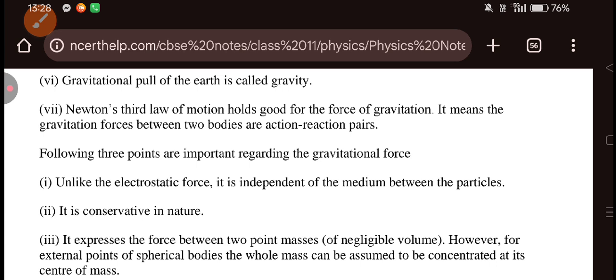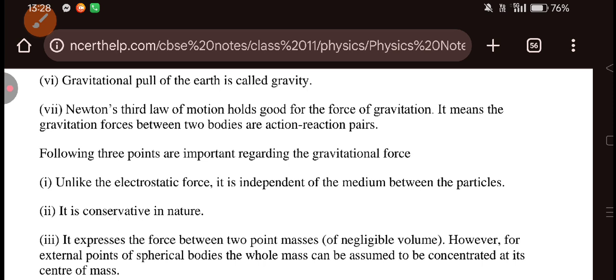Seventh, we have Newton's third law of motion. Newton's third law of motion is action-reaction pair of equal force. It means the gravitational forces between two bodies are an action-reaction pair. This is Newton's third law of motion.